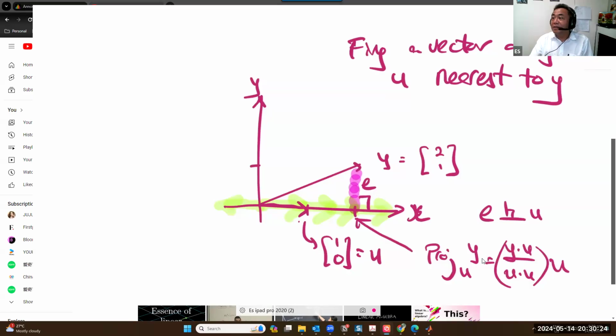Okay, so this is the real... if you are in 2D, you can see this. You guys can try to find a point here, here, here, until you find exactly here, and that is going to be the nearest.